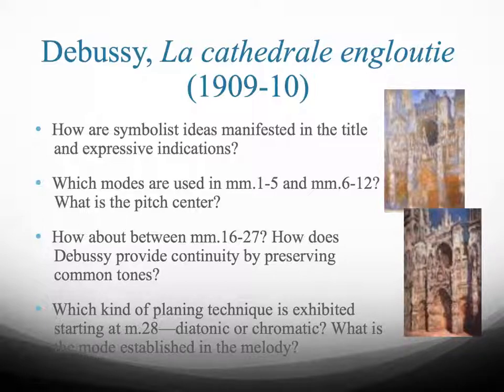So I'd like you to think about how the symbolist ideas are manifested in the title and expressive indications in this piano piece, and which modes are used in measures 1 through 5, measures 6 through 12, and how the pitch center is established. Moving on to measures 16 and 27, how does Debussy provide continuity by preserving common tones as he rapidly shifts from one transposition of a mode to another?